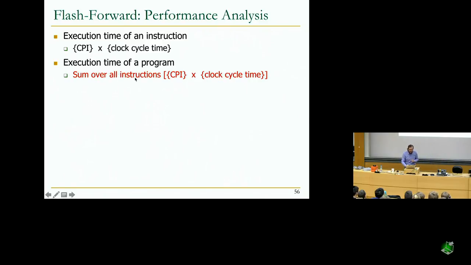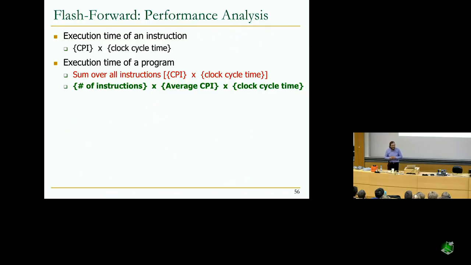CPI, basically sum over all instructions, CPI times clock cycle time. There's another way of thinking about it, which is this. Number of instructions times average cycles per instruction across all instructions times the clock cycle time. Now, this is called the performance law of computer architecture or computer design.